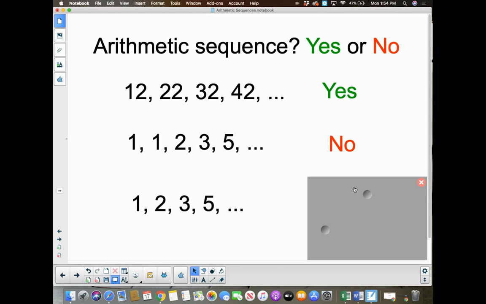And then the last one, if you notice, you add 1, and then you add 1, but then you add 2. So you might want to make sure that you always check every single part of the sequence to make sure that you are not just saying, oh, I saw the first 2, and I'm assuming that the pattern is the same the rest of the way. So this one's also no.